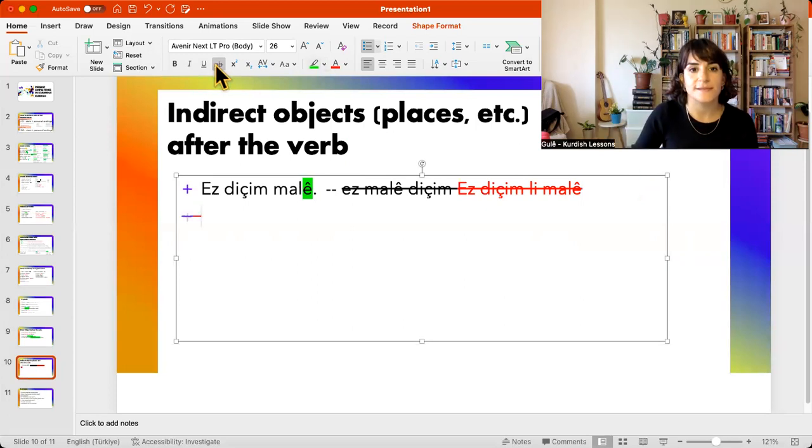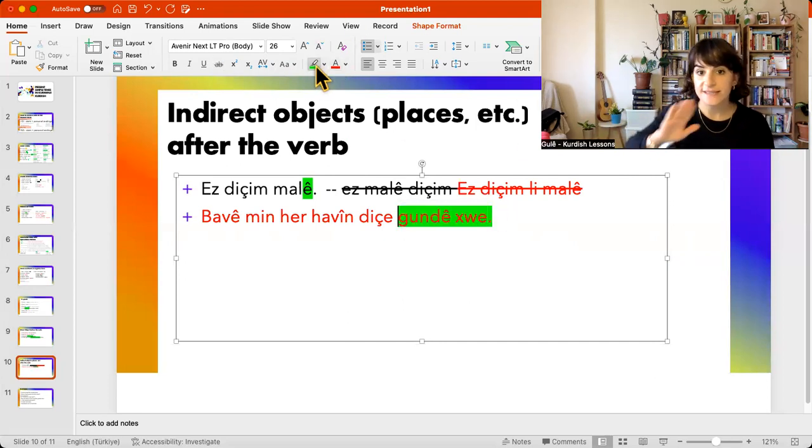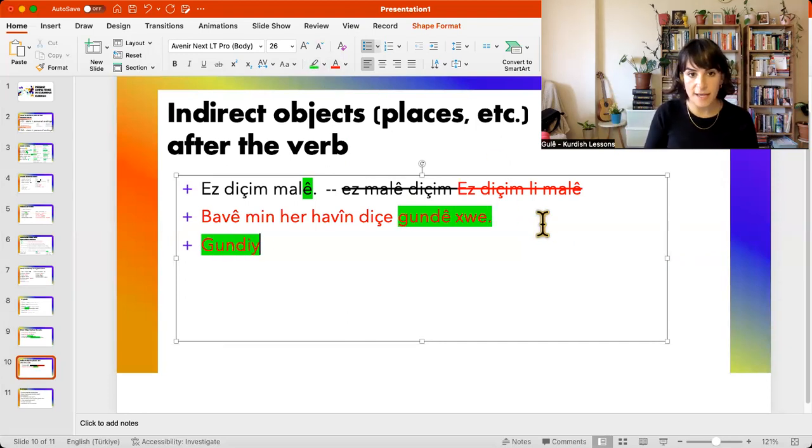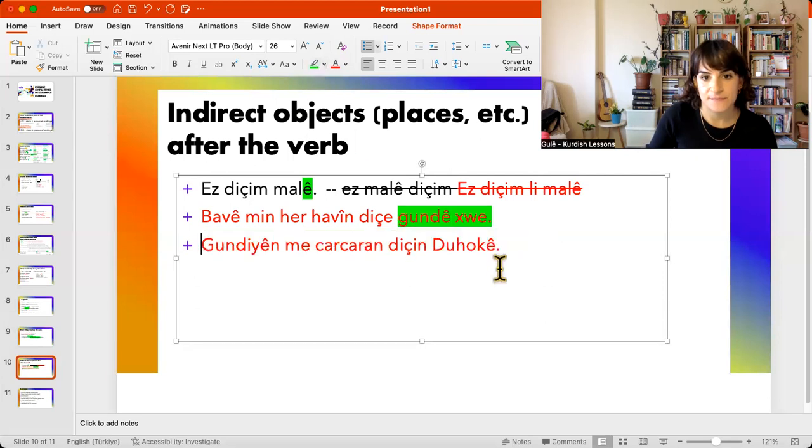Okay, so for example, "Bavemen her havine duce gunde." So my dad every summer goes to his village. You see, his village is the destination. It is at the end. Or "Gundiyen me jar jaran dicen do hoke." Our villagers sometimes go to do hoke. Okay, do hoke is the destination. It's at the end, and it's in oblique form.